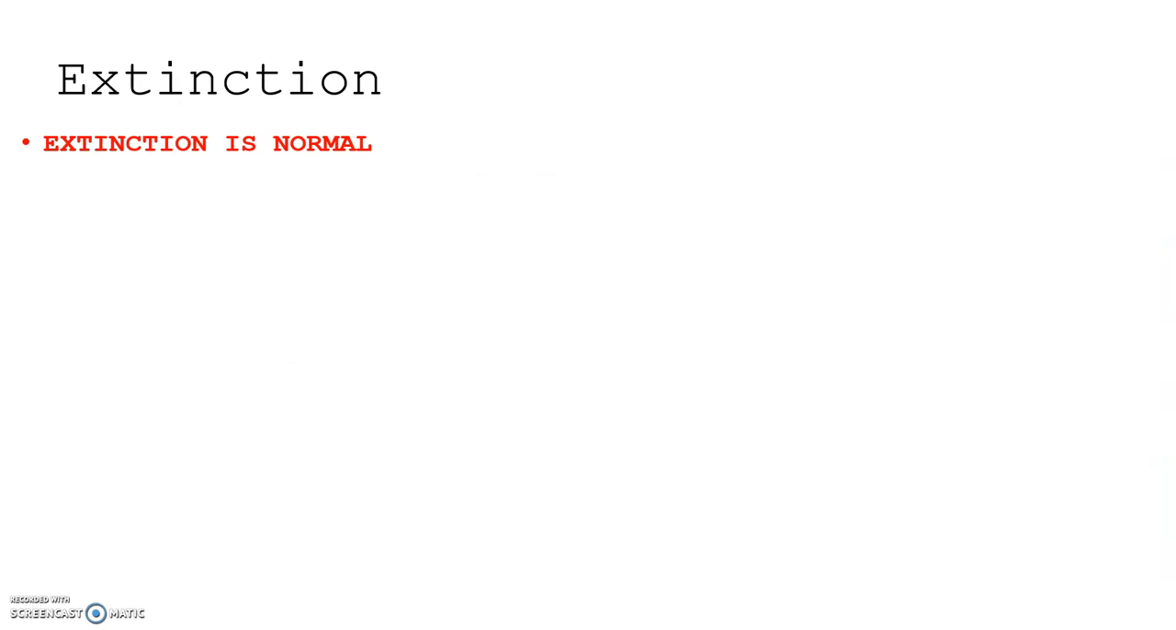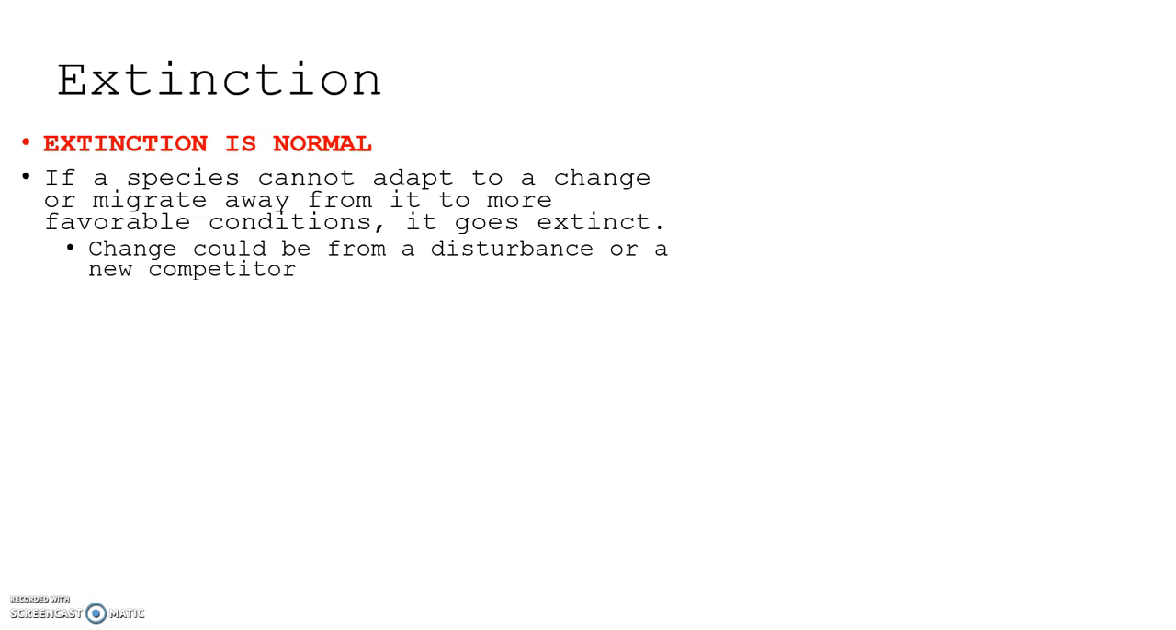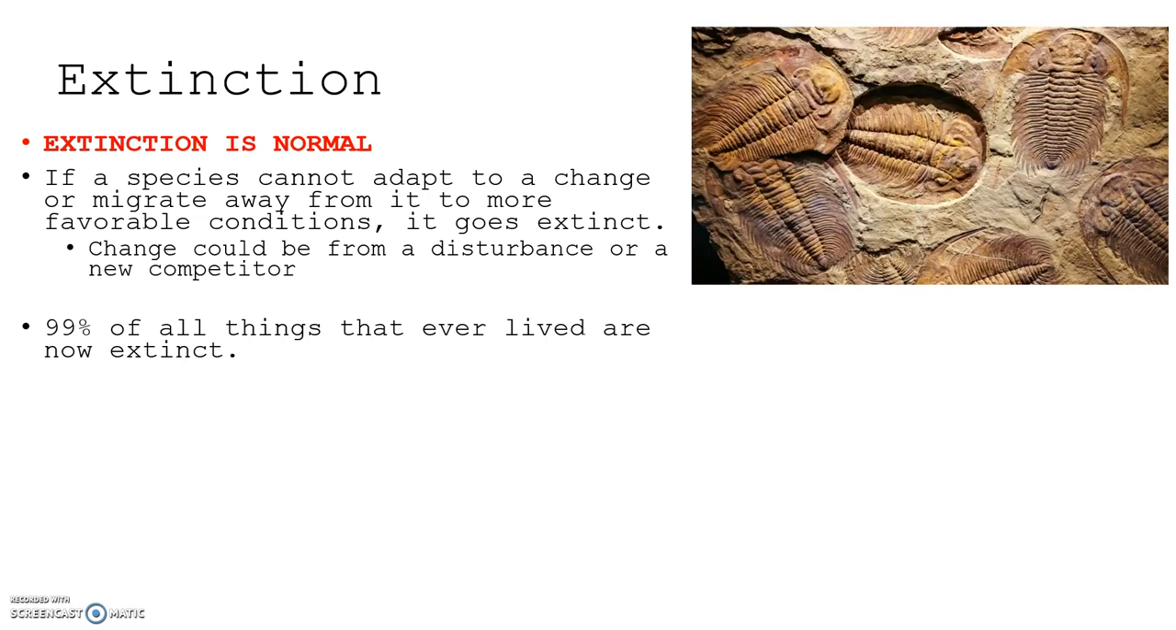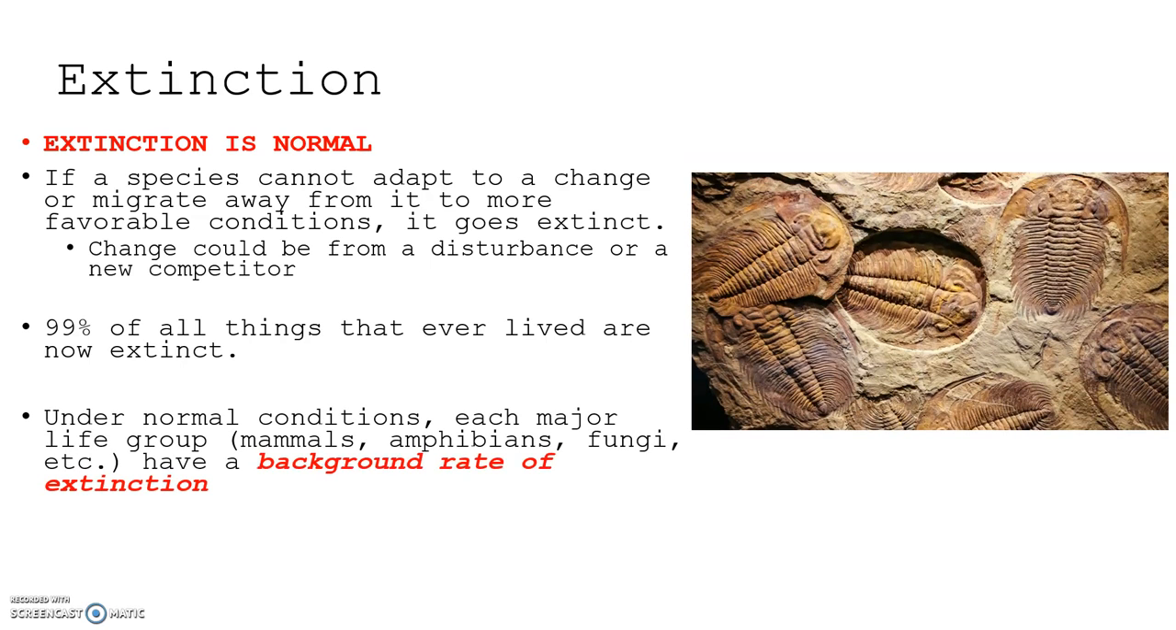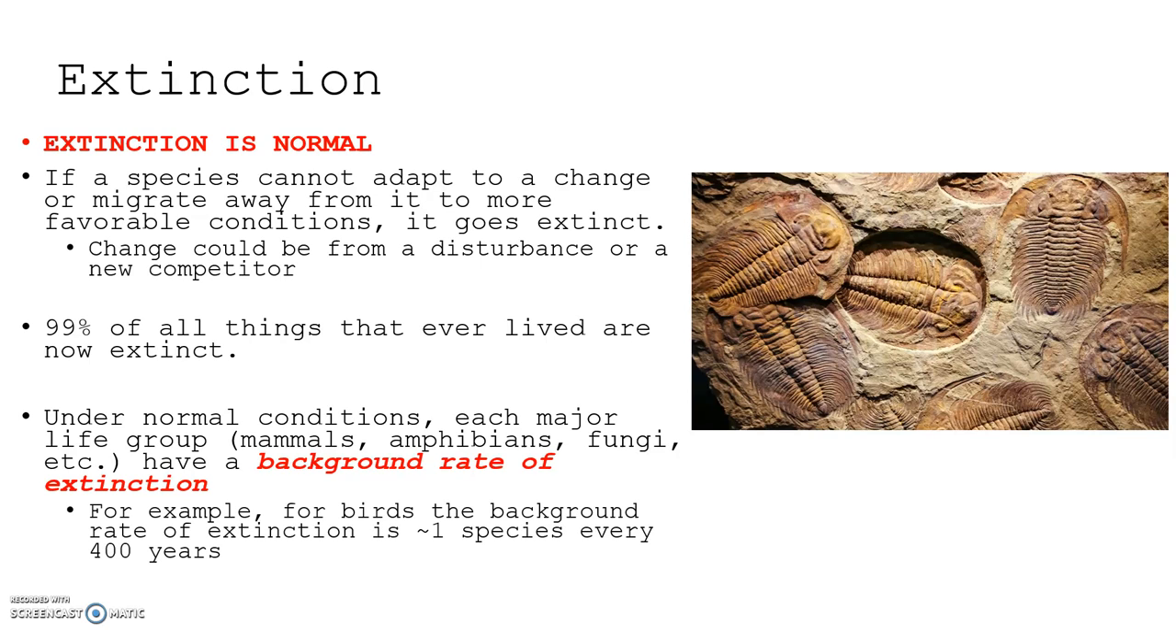Extinction is normal. If a species cannot adapt or change or migrate away to more favorable conditions, it goes extinct. Change could be from a disturbance or from a new competitor. 99% of all things that ever lived are now extinct. That's a crazy thing to think about. Under normal conditions, each major life group, mammals, amphibians, fungi, has a background rate of extinction. It's natural for things to become extinct. For example, for birds, there should be one bird species extinction every 400 years.